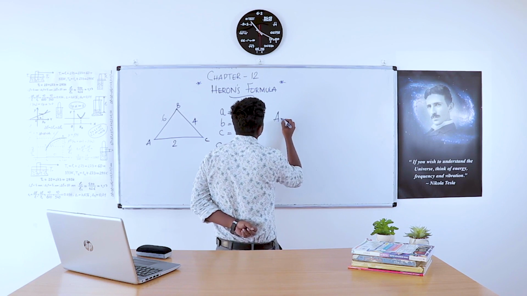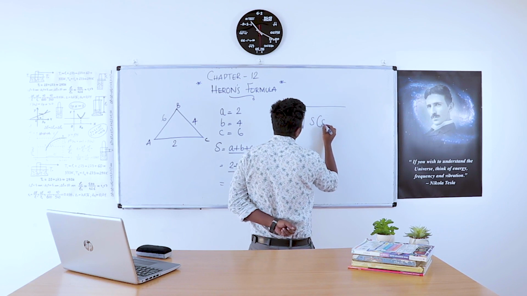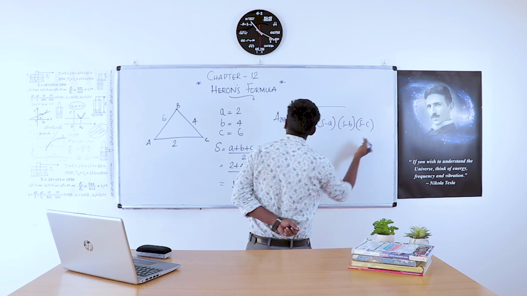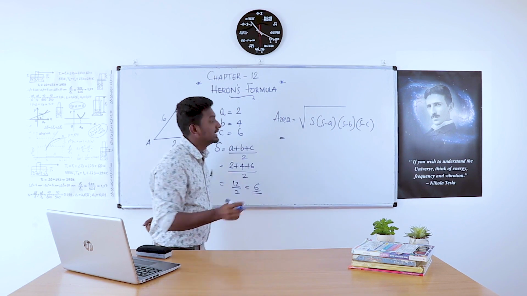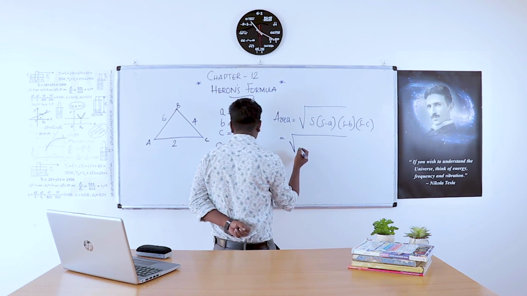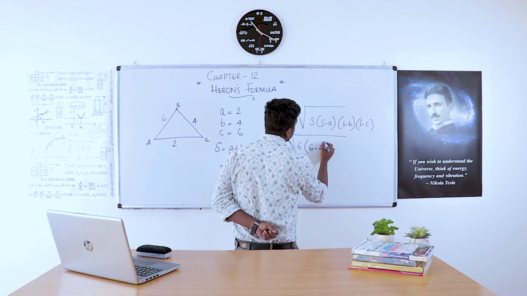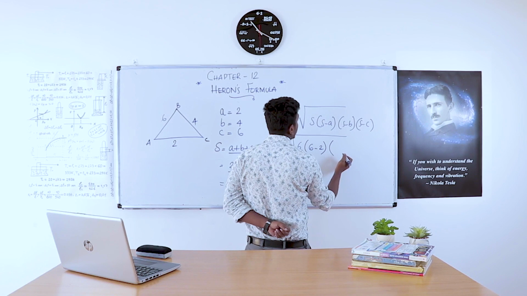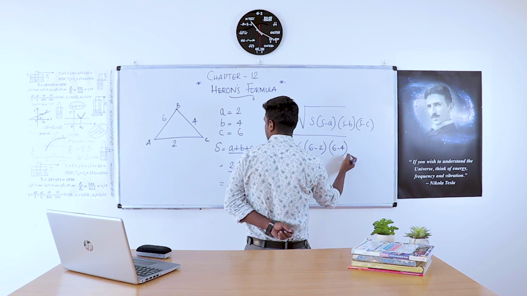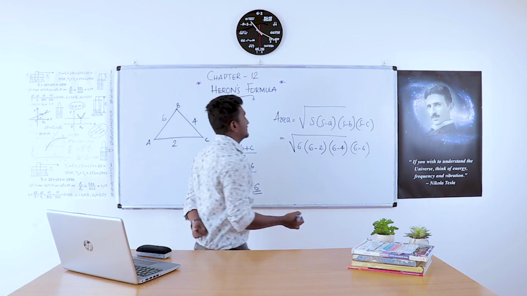Now write Heron's formula. Area is equal to root of s into s minus a into s minus b into s minus c. This is the formula. Substitute the values of s, a, b and c in this equation. That is root of, what is s? 6 into s minus a, that is 6 minus 2, into s minus b, that is 6 minus 4. Then what is c? It is 6 minus 6.